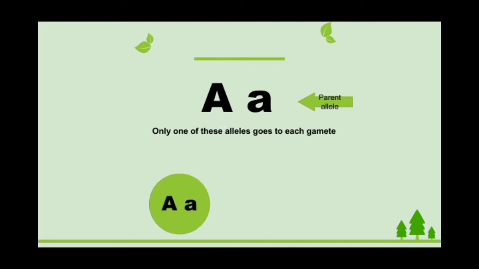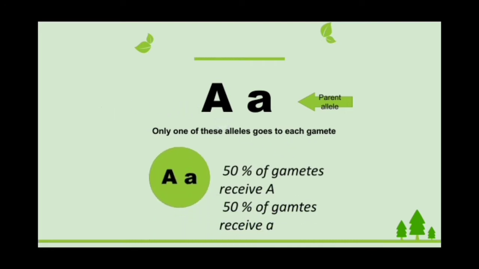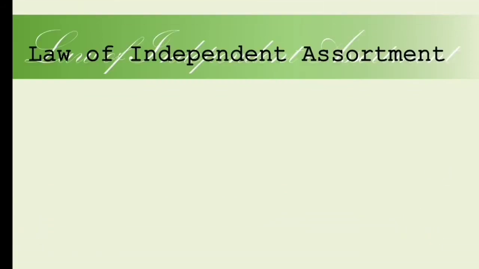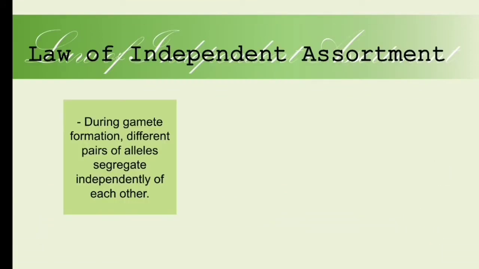Which of the parent's 2 alleles is given to an offspring is random. When a parent is heterozygous, it is equally likely to give either allele to its offspring. So that's all you need to know about the law of segregation. The second law is the law of independent assortment. This law states that during gamete formation, different pairs of alleles segregate independently of each other.